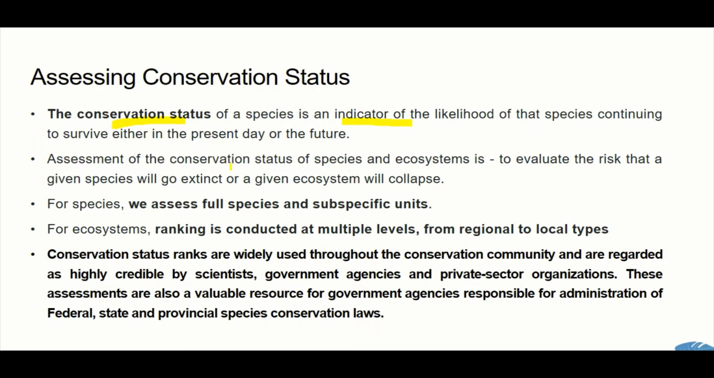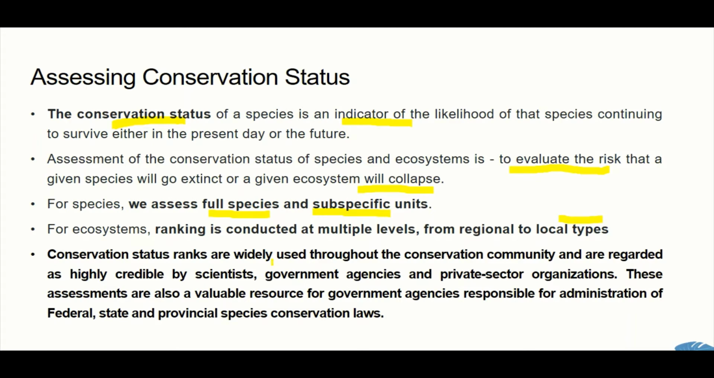Therefore, assessment of conservation status of species and ecosystems is to evaluate the risk that a given species is going to go extinct or a given ecosystem is likely to collapse. For species, we will assess the full species and also subspecific units. For ecosystems, ranking is conducted at multiple levels, from regional to local types.